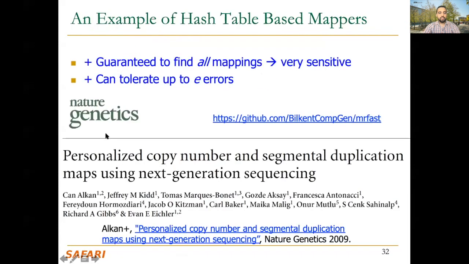Let's move on. In this work, published by Onur Mutlu and Can Alkan in Nature Genetics, they did one of the first few read mappers, which they call mrFAST at that time. This is one of the first read mappers that use a hash table, basically. And it was very sensitive. So the aim of that tool at that time was to maintain high sensitivity.